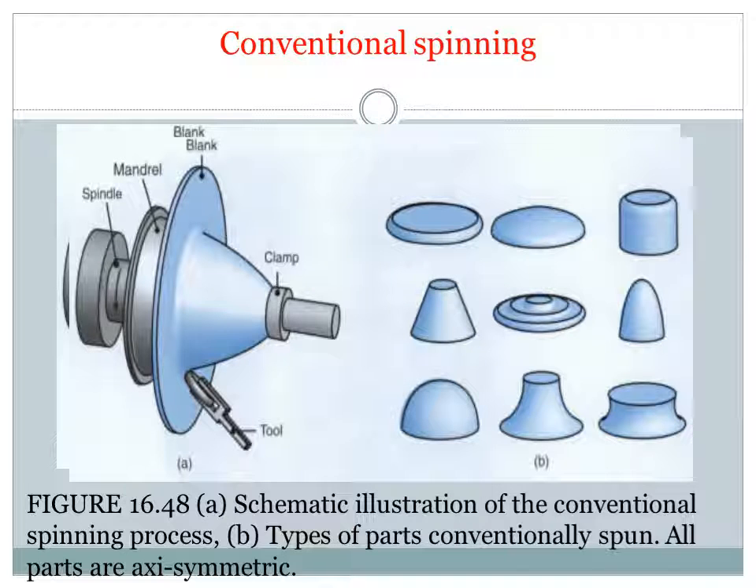And this slide gives the photograph of different types of products that can be made from a conventional spinning process. The only thing we have to change is the mandrel according to the shape of product required. Accordingly, the machine and the tool, everything remains same. Only thing, the mandrel is changed based on the shape of the parts.